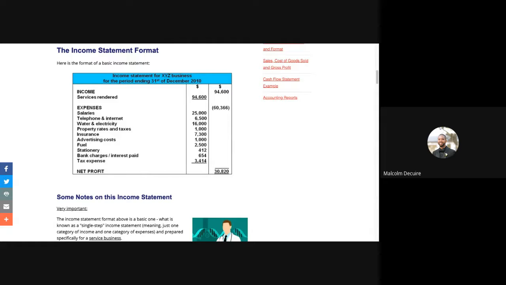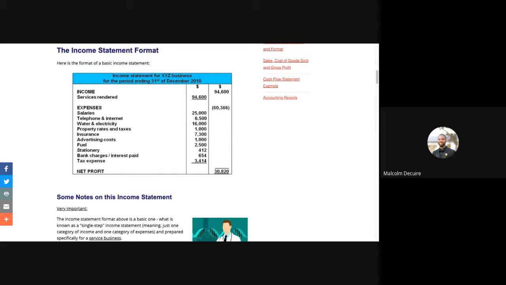And like I mentioned earlier, these statements are formatted. Like I mentioned before, the cash flow statement typically has four sections. Similarly, the income statement will have its own set of sections. In this particular case, it's three: the income, the expenses, and then the net profit.